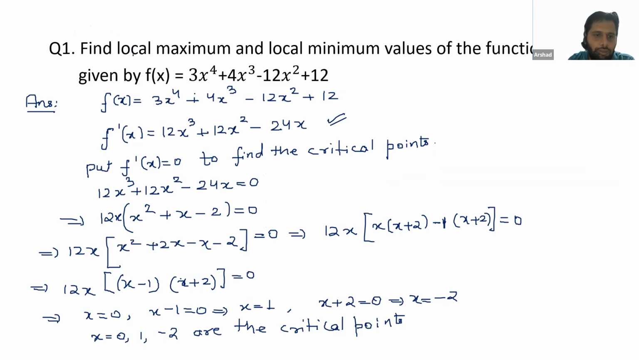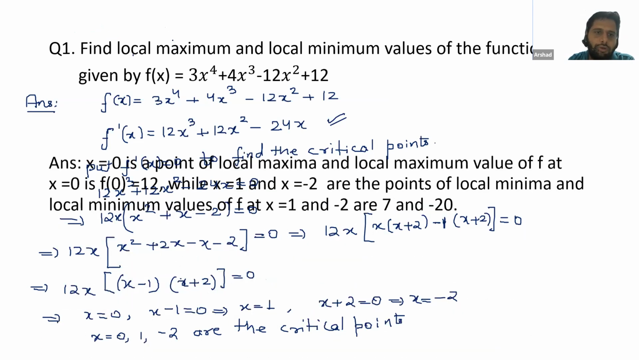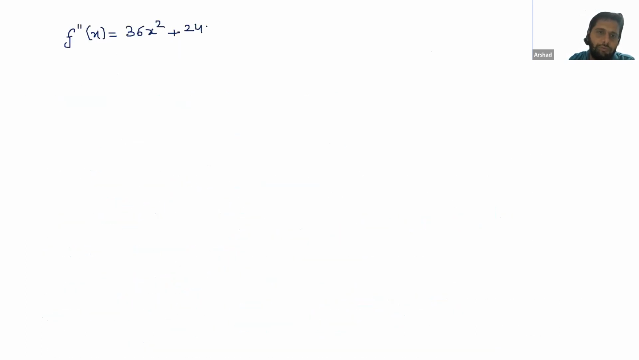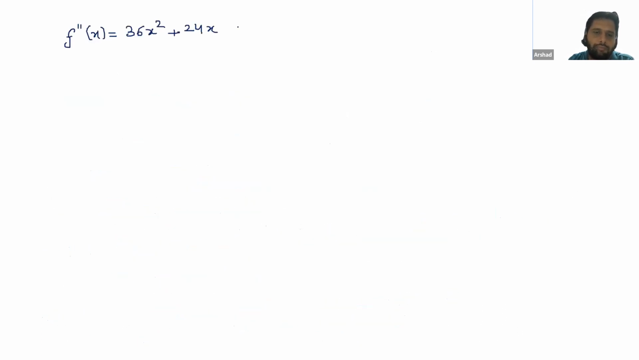So f double dash x is equal to, here we will get 36x square plus 24x minus 24. Okay. Now put all the points here. So f double dash, first of all put 0 because 0 is our critical point. So put 0. You'll get 0 plus 0 minus 24. So this is less than 0.